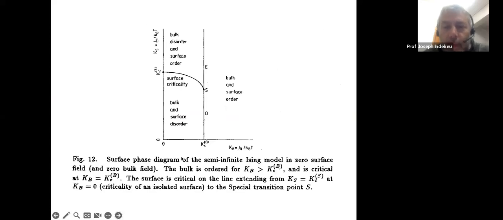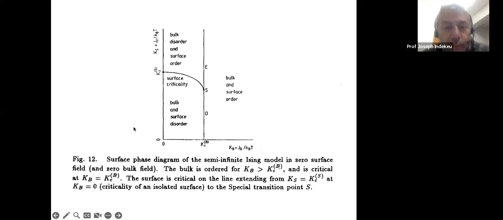So here we have the bulk coupling. As you see, you can crank up the energy and go this way, or you can also lower temperature and then also go to the right. At high temperature, we are in a disordered bulk, okay? At low temperature, we are in bulk two-phase coexistence. So below Kc bulk, we are in bulk disorder. Above Kc bulk, we are in bulk order.